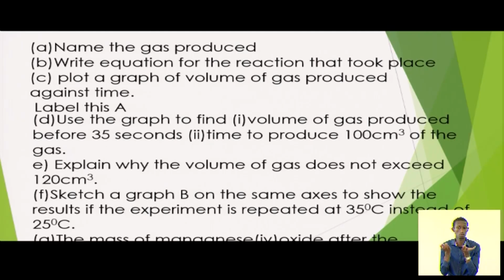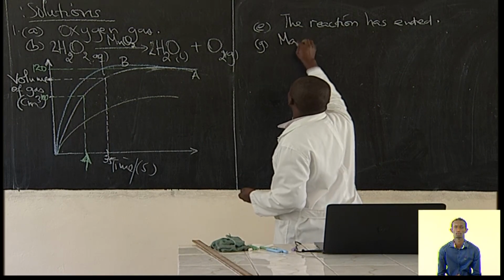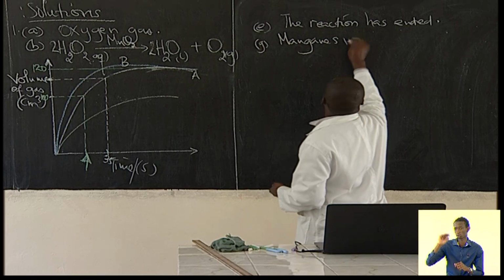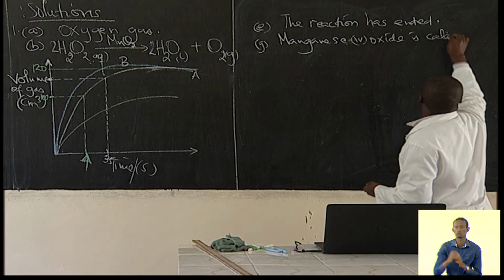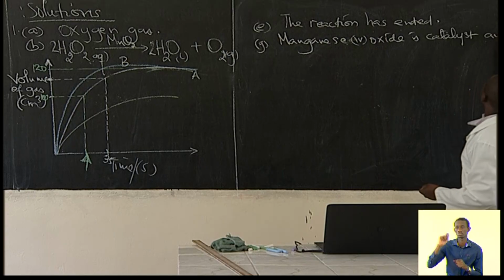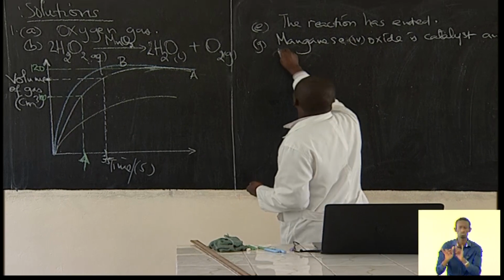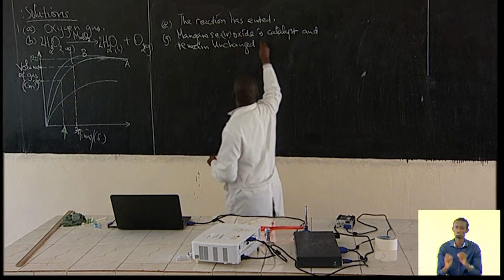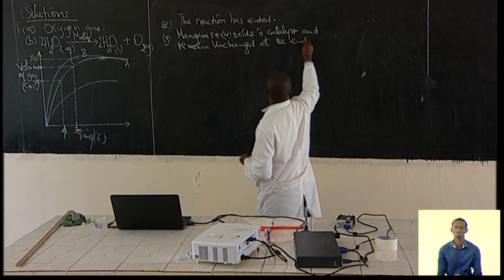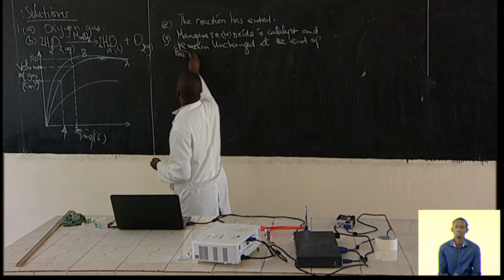So I've already answered F, and G was asking why is the mass of manganese 4 oxide remaining constant after the end of the reaction. So manganese 4 oxide is a catalyst and remains unchanged at the end of the reaction.